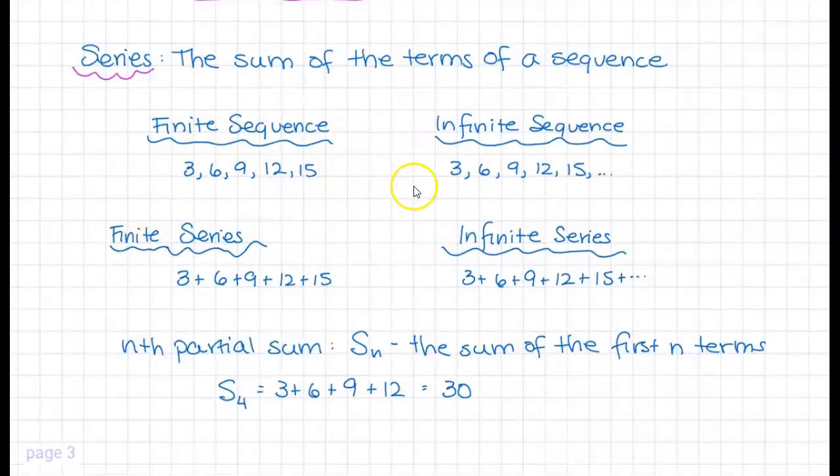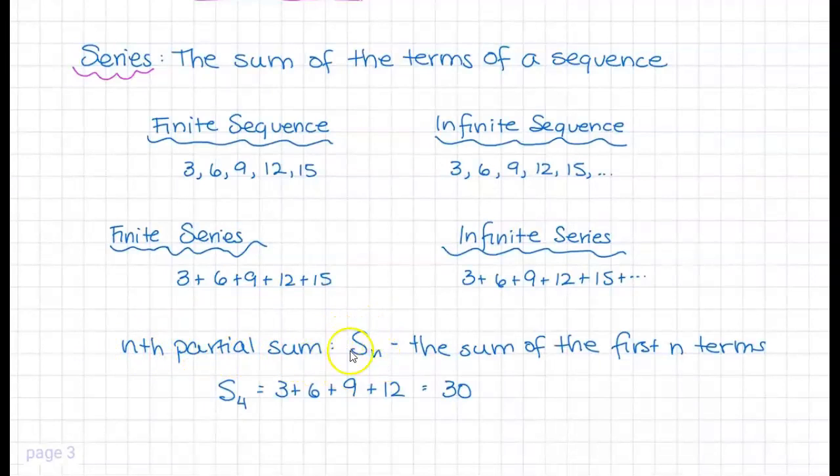So notice I don't have the ... that I have here for infinite. Infinite means you don't stop, you just keep going. And so a series, you just take the terms of the sequence and you add them. So a sequence is a list of numbers. A series is the sum of the numbers in the list. That's the only difference.